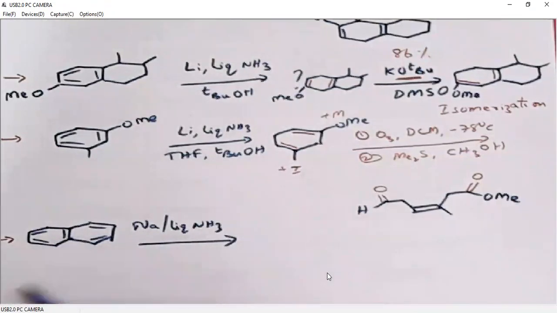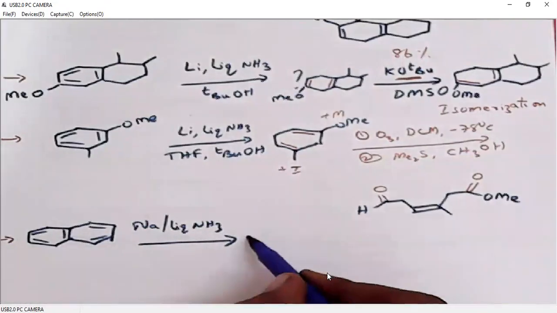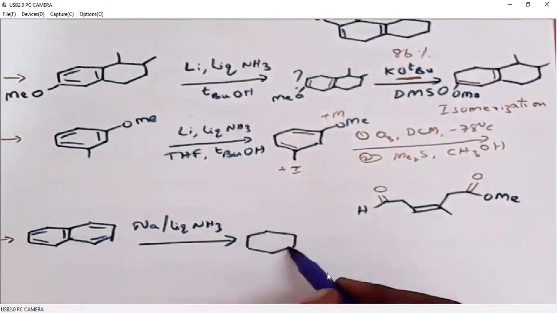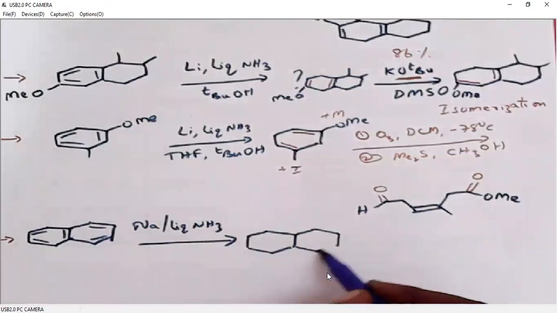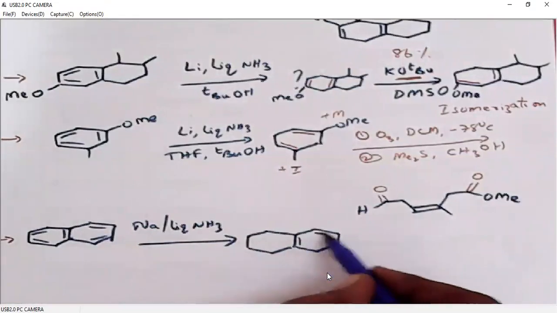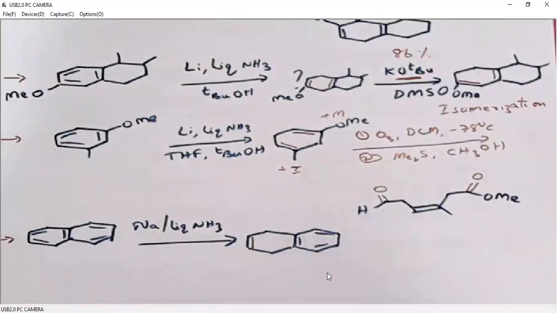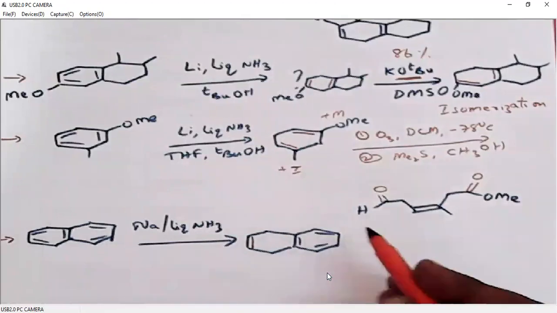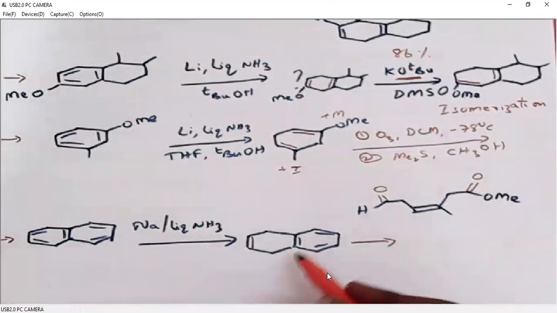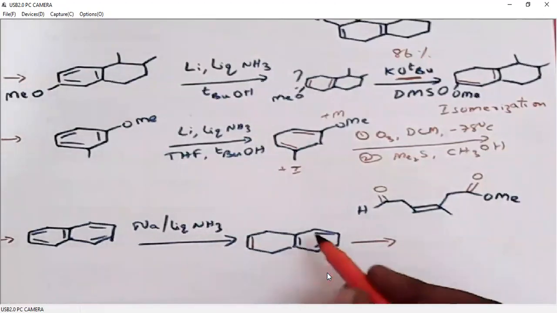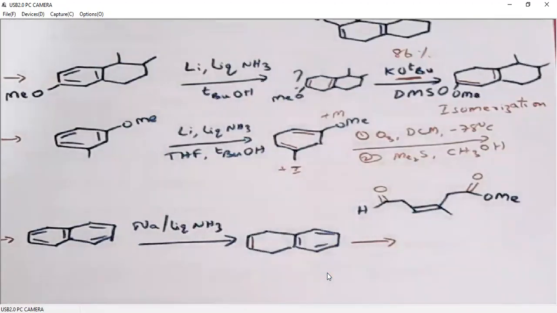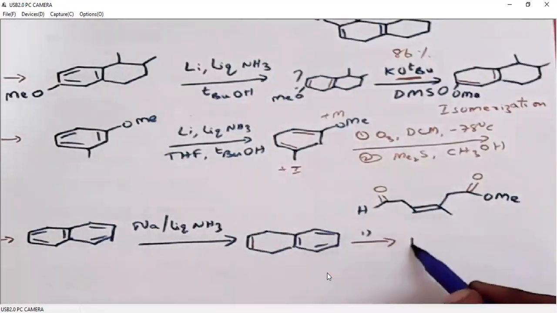Yeah, the two rings are similar rings, so we can reduce any one of the rings. There is no selectivity here. Then for example, if we are reducing the left side ring, it will undergo reduction like this. This can be continued. The other side we have another aromatic ring, so we can continue the reduction.